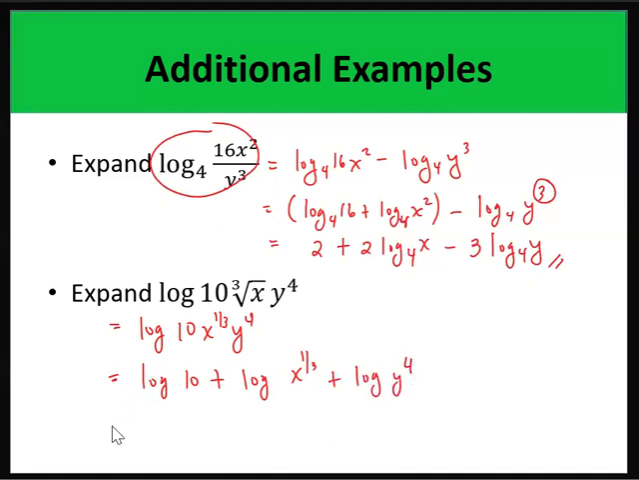Now the logarithm of 10 is simplified as 1. And then applying rule number 3 in the succeeding logarithms, we get 1/3 times the logarithm of x plus 4 times the logarithm of y.